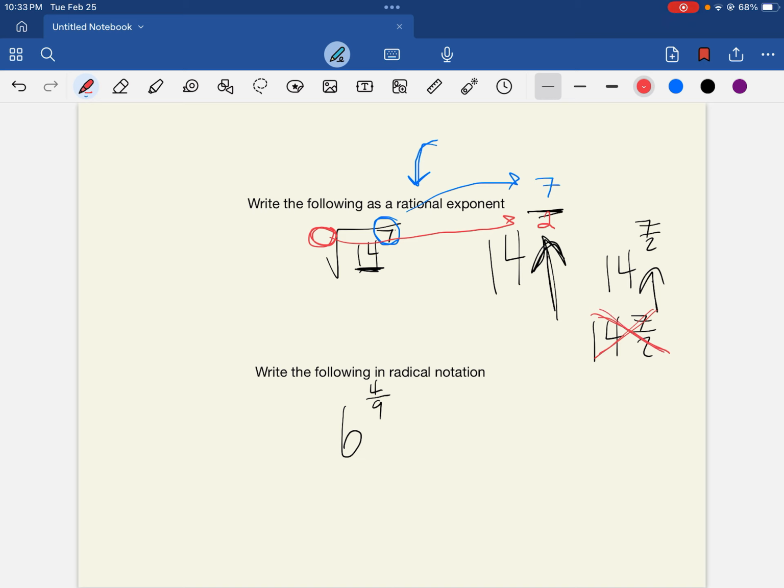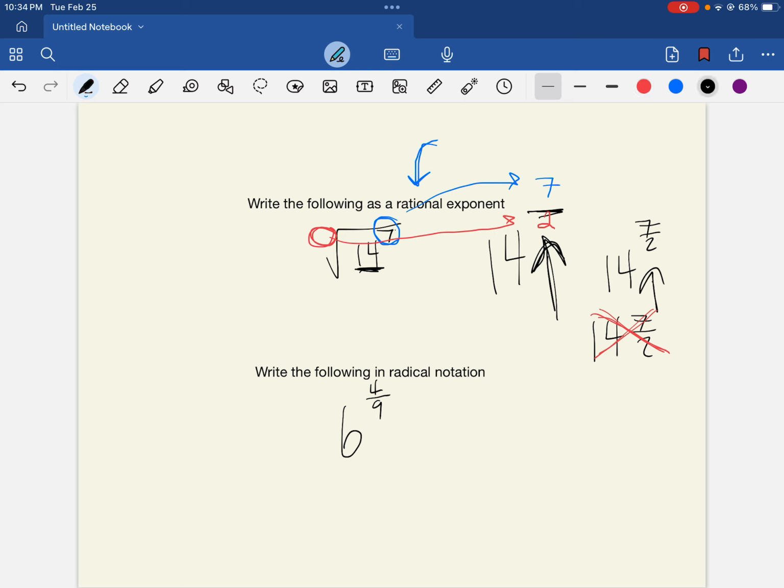So again, to summarize, when I am writing as a rational exponent, the power of my base becomes the numerator of my fractional power. 7 was the power or exponent of 14. It's in the numerator, in the top of the fraction. The index goes to the denominator.